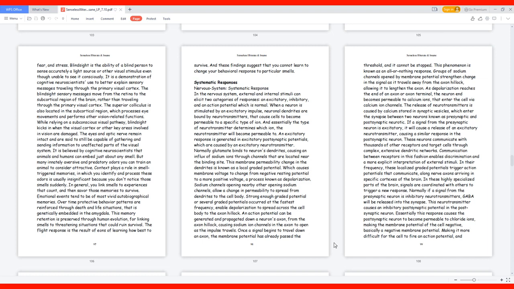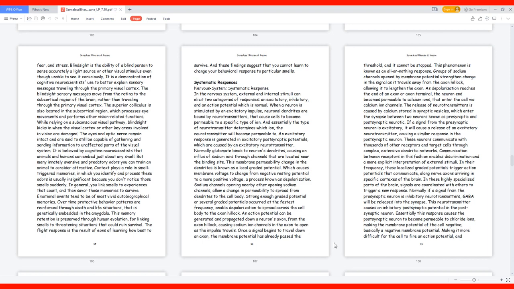Essentially, the type of neurotransmitter determines which ion the cell will become permeable to. An excitatory response is generated in excitatory postsynaptic potentials, which are caused by an excitatory neurotransmitter. Normally, glutamate binds to neurons' dendrites, causing an influx of sodium ions through channels that are located near the binding site. This membrane permeability change in the dendrites is known as a local graded potential, which causes membrane voltage to change from negative resting potential to a more positive voltage, a process known as depolarization.